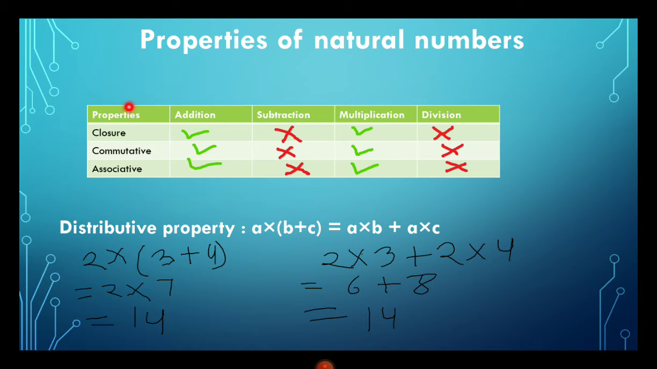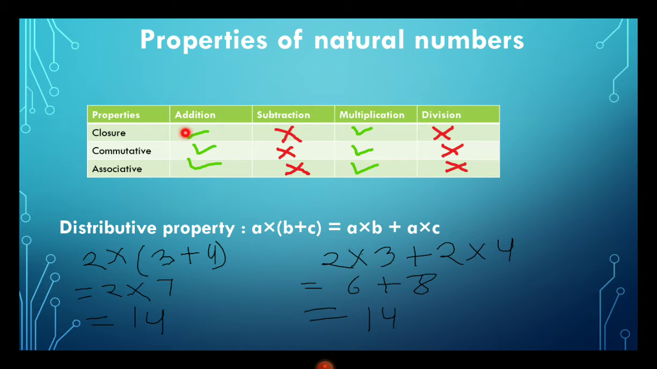Now let's look at the properties of natural numbers. But before we look at the properties, let's give a brief introduction about properties. There are basically 4 properties. They are closure property, commutative property, associative property, and distributive property. Closure property means that if you do certain operations, the result falls in that particular group. Commutative property means if you reverse the numbers, like a plus b and b plus a are equal, then it follows the commutative property. And associative property is that (a plus b) plus c is equal to a plus (b plus c).